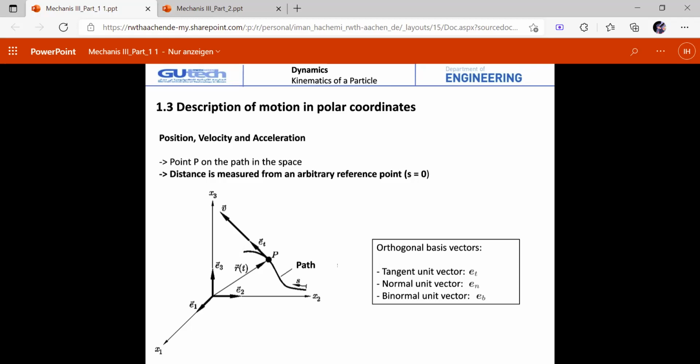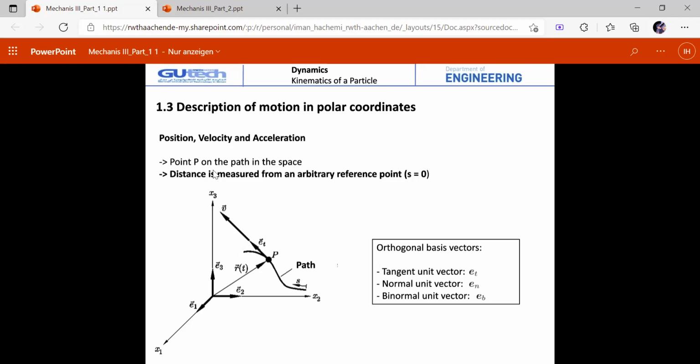and complicated problems, where it's sometimes more difficult to use the Cartesian coordinate system. To simplify things, we use what we call either the polar coordinate system for the 2D problem and the cylindrical coordinate system for the 3D problem.